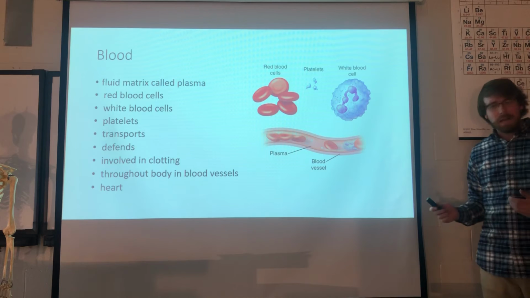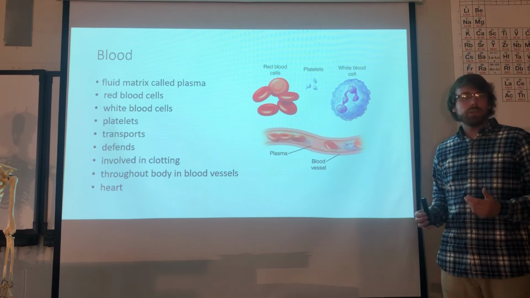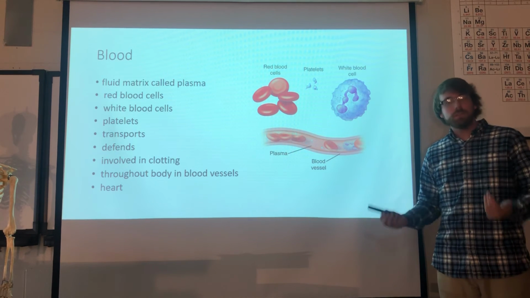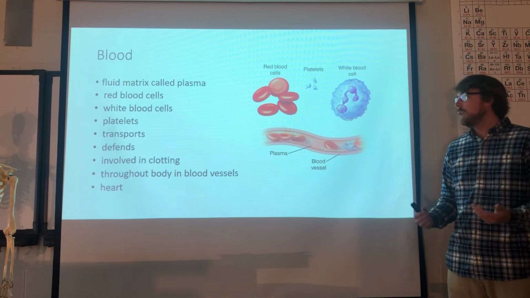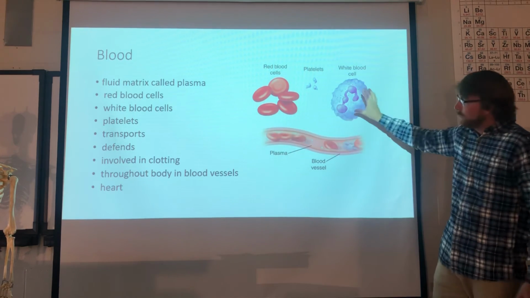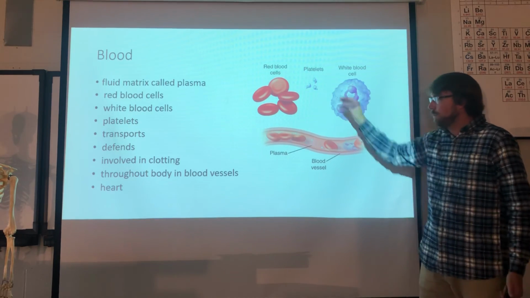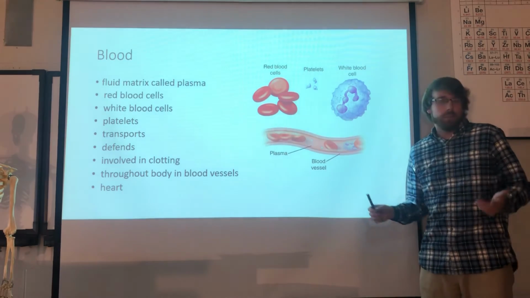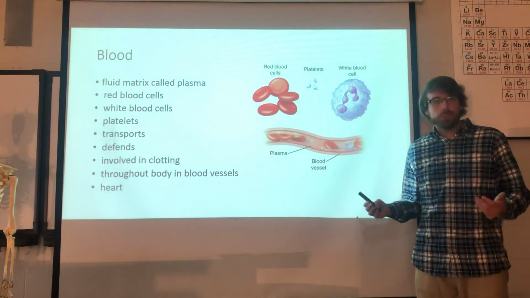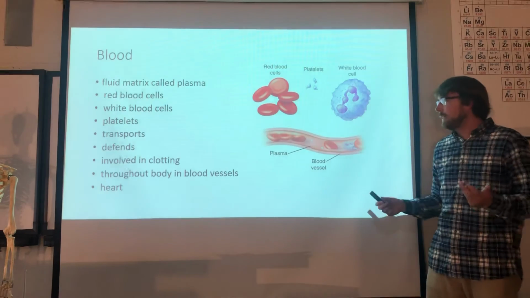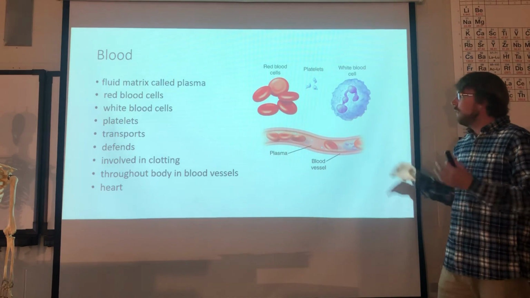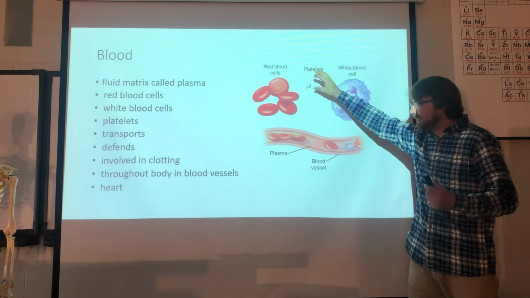So, I believe our last connective tissue we're going to talk about is blood. So blood has a fluid matrix. We call this fluid matrix plasma. So your blood is going to contain red blood cells, white blood cells, and platelets. Your blood is going to transport. It's mainly going to transport oxygen, carbon dioxide. It is going to transport sugars and other nutrients around the body. It defends. That is the role of the white blood cell. It's involved in clotting. That is the role of the platelets.